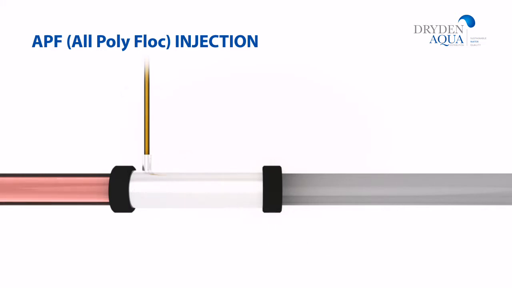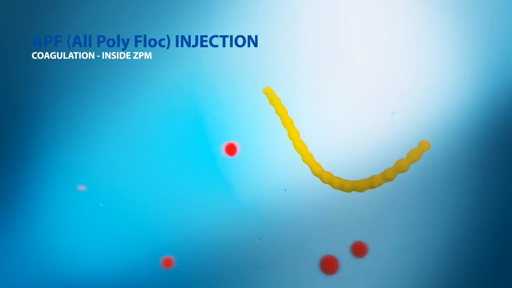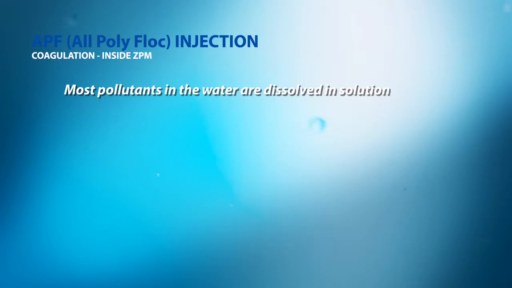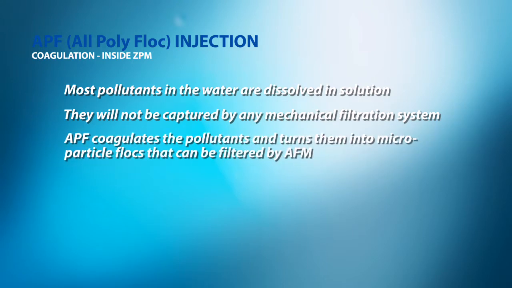To filter out dissolved pollutants from the water, they must be coagulated. The process will drag dissolved chemicals out of solution to form small particles called floc. This is the first feature of APF. Coagulation happens in just a second, and it's the best way to remove dissolved pollutants from the water.